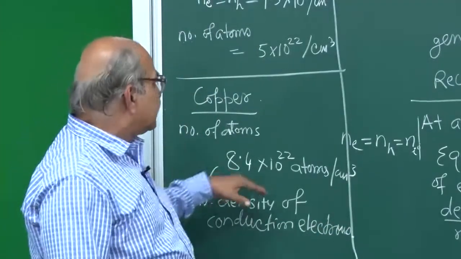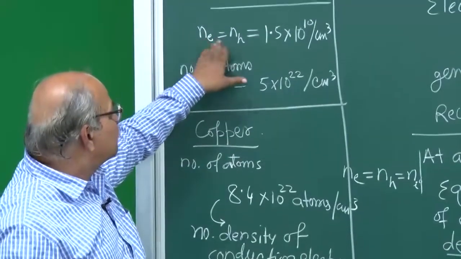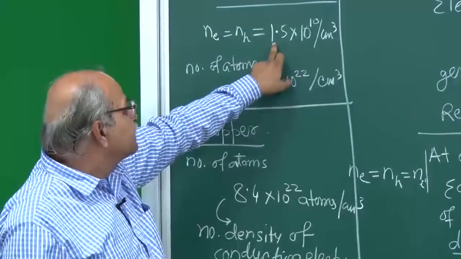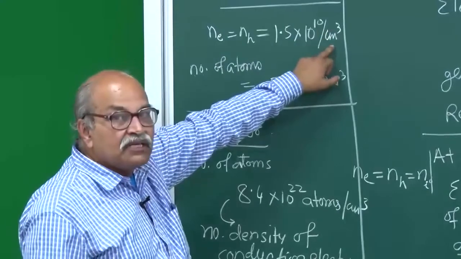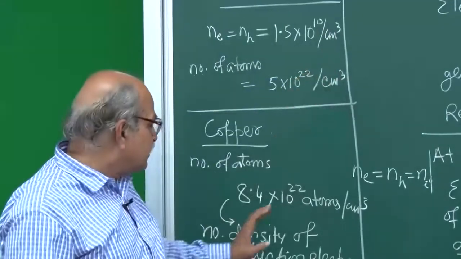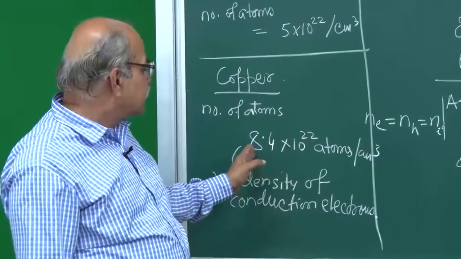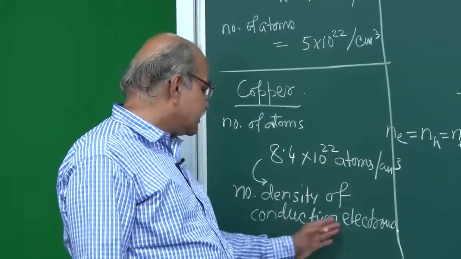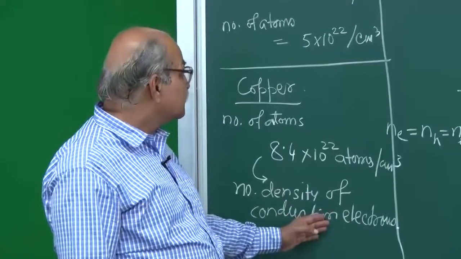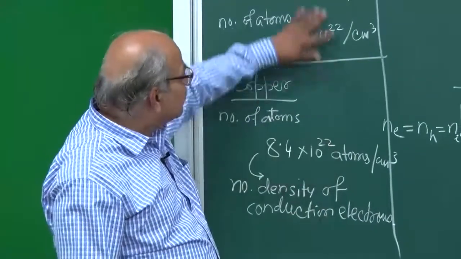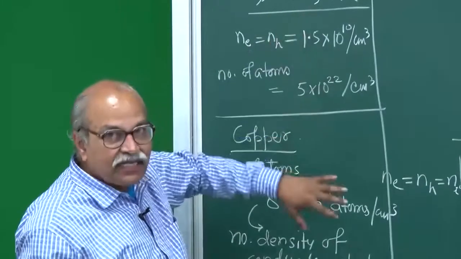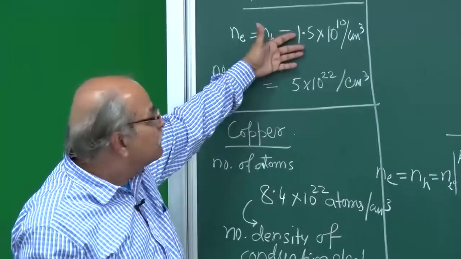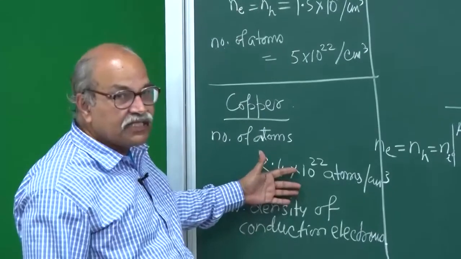So you can see you can compare the number of electrons and the number of holes. If you add them, the total charge carrier density is 3 into 10 power 10 per centimeter cube, whereas in a good metallic system, a conductor, this is 8.4 into 10 power 22 atoms, and the same number is the number of conduction electrons per centimeter cube. So if you compare this number and this number, you see a factor of 10 power 12 or so. So the conductivity of these materials will be much smaller than the conductivity of these materials.